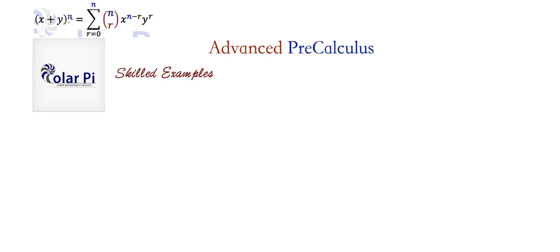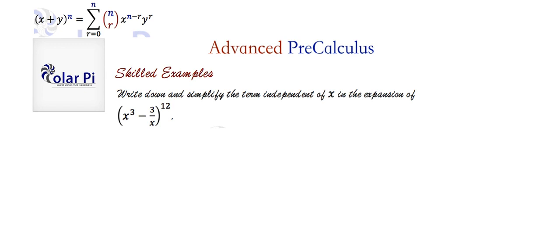So, another practice problem on the binomial theorem, right here at the top left, or the binomial expansion formula. Those are the two names for this. I already made a video proving it, and I already gave you basic examples that were fun. So here's another example. This time, the question we have to answer is: write down and simplify the term independent of x in the expansion of this.